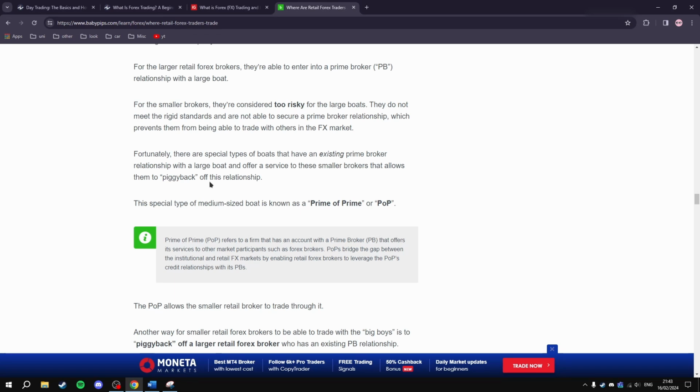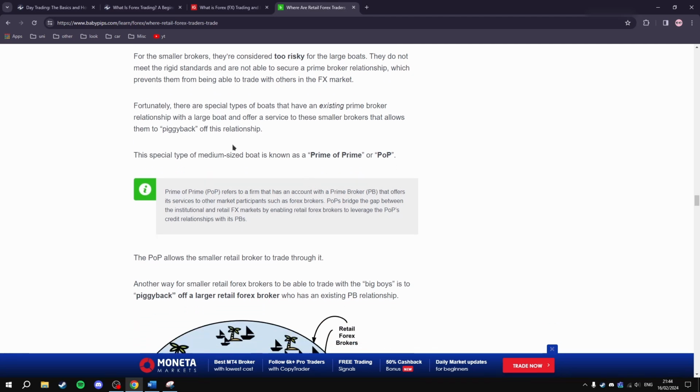Fortunately, there are special types of boats that have an existing prime broker relationship with a large boat and offer a service to these smaller brokers that allow them to piggyback off this relationship. This special type of medium-sized boat is known as a prime of prime or POP.